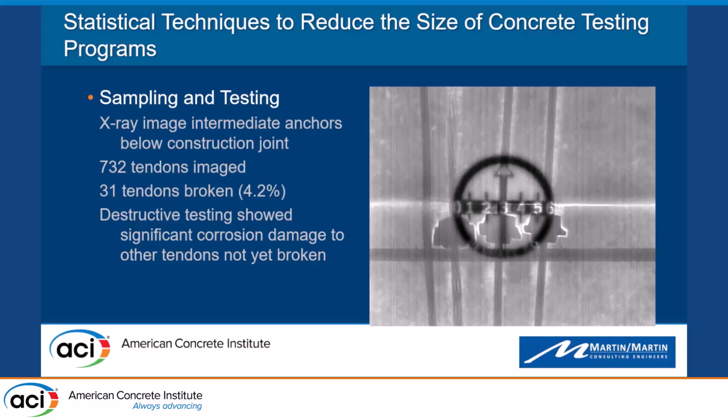And I've got one of the X-rays on the screen here. You can see 4 vertical reinforcing elements on the screen. The left one's a mild rebar. The second one from the left is a broken tendon. So on the top of that, you can see the fractured wires. And on the bottom of it, you can see some bird cage. And then the 2 elements on the right are post-tension tendons that have not yet broken.